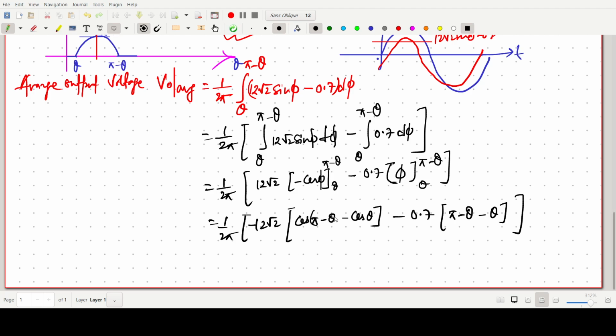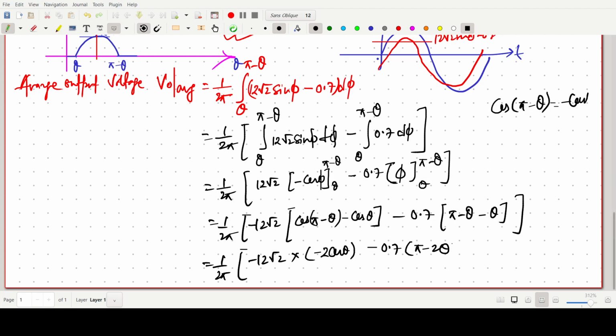So cos of pi minus theta is minus cos theta. So minus cos theta minus cos theta, that is minus 2 cos theta. So I am writing directly minus 12 root 2 into minus 2 cos theta, minus 0.7 into pi minus 2 theta. Okay, now we have to solve this. So here I am writing 1 by 2 pi, then 24 root 2 cos theta minus 0.7 into pi minus 2 theta.